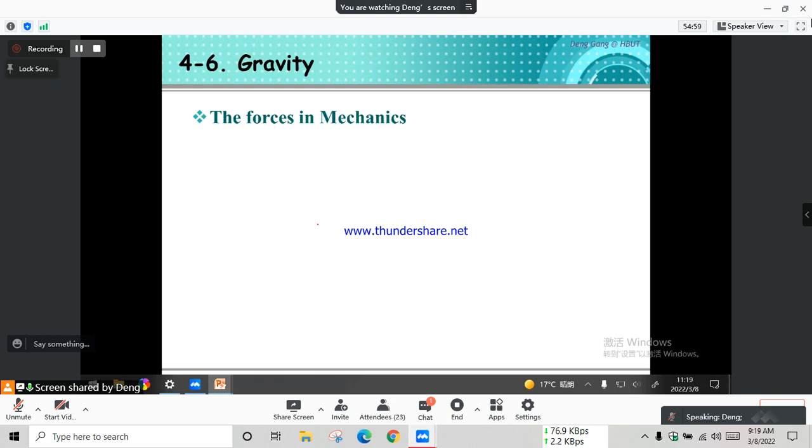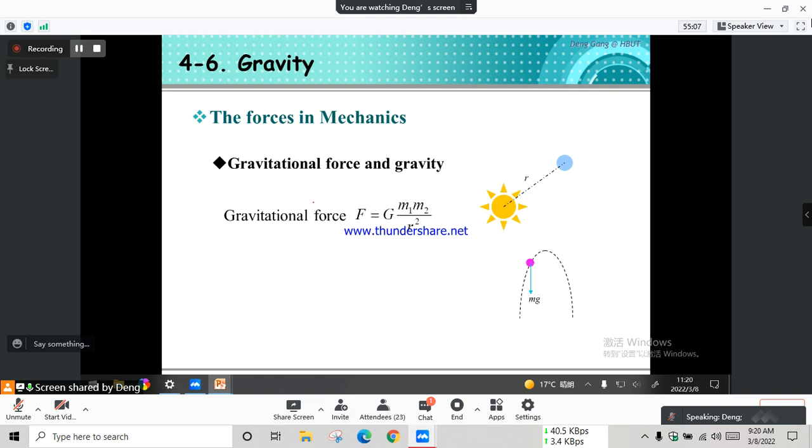We start with this one, gravity. Gravitational force and gravity. We know the equation for the gravitational force: the force is equal to G m1 m2 over r squared. This is the gravitational force. And by gravity, we mean almost the gravitational force near the surface of the Earth, but slightly different.